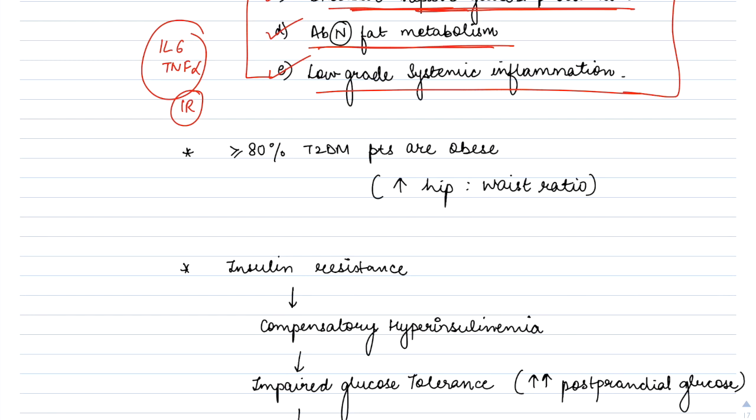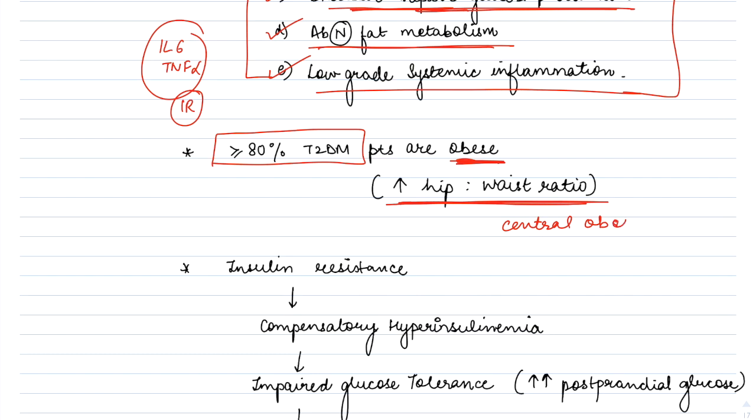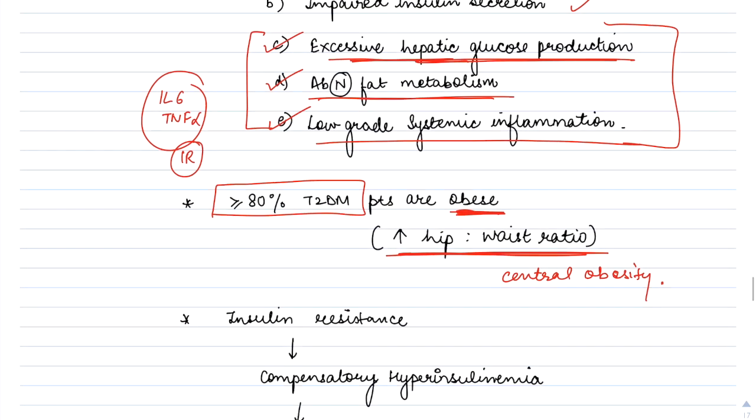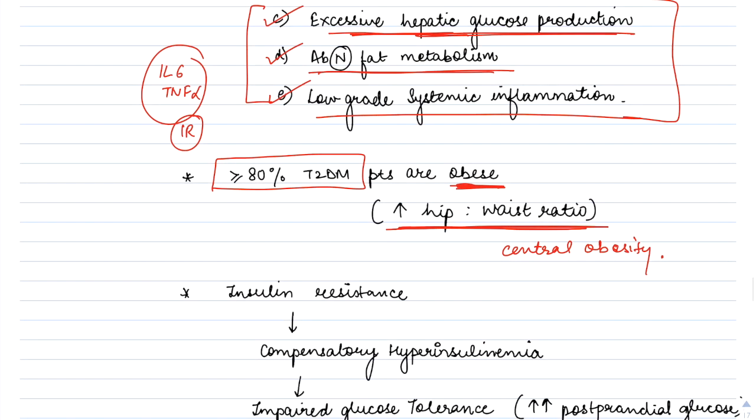Now remember that more than 80% of the patients with type 2 DM are obese. That is, they have an increased waist to hip ratio, mainly a central obesity. So more than 80% of patients with type 2 diabetes are obese.